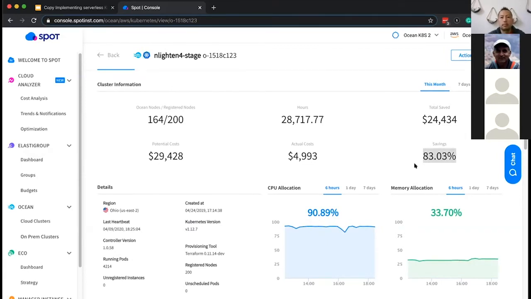So here's an example where the cluster, we've moved 164 nodes from on-demand over to excess capacity spot instances, or preemptible VMs if you're on GKE, or low priority VMs if you're on Azure. This allows you to capitalize on the 90% savings, where we can manage those nodes and ensure that if there are any interruptions, we will shift your workloads so that you will never lose capacity. And we offer a 99.9 SLA.